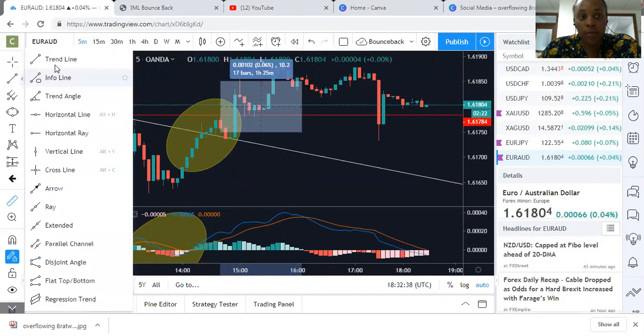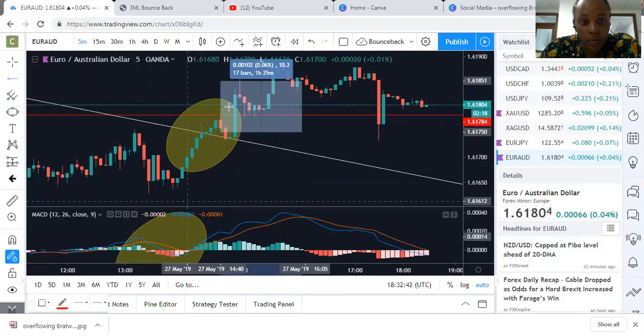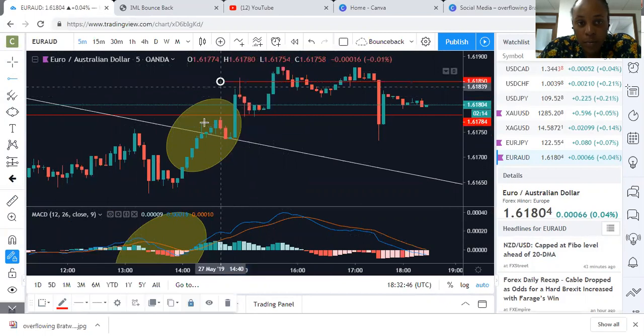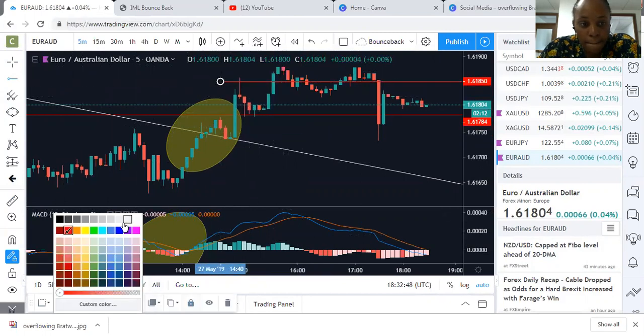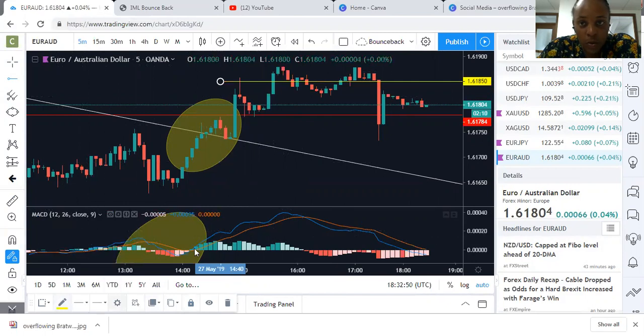So I'm just going to put another horizontal line here. Right here would have been 10 pips. I'm going to make it a different line. Make it yellow. So right there, that yellow line would have been 10 pips. And once you have that, I would have moved my stop loss to entry.